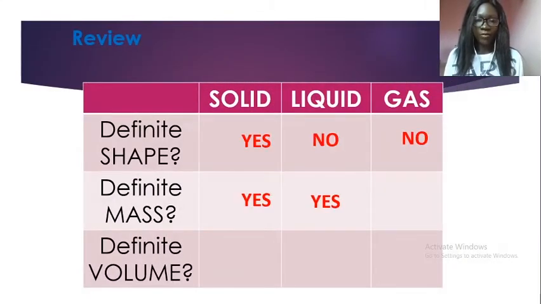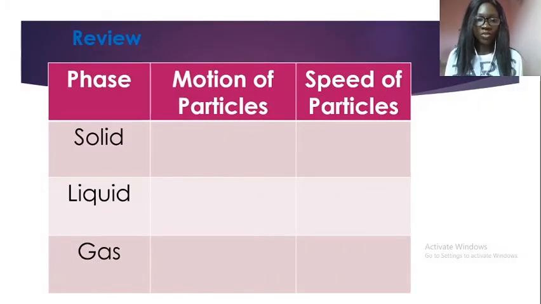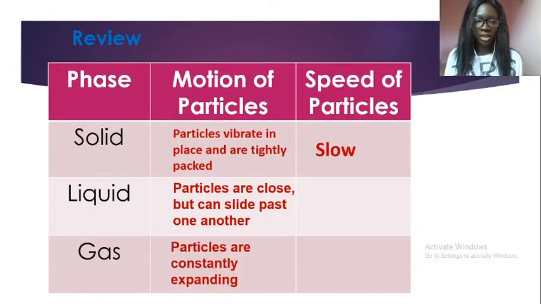Okay, just a review of what we've been discussing. For solid, the definite shape is yes, it has a definite shape. Liquid does not have a definite shape. Gas does not have a definite shape. So this is just a summary of what we've just discussed. And also, for the motion of the particle and for the speed of the particle, this is also the summary. So endeavor to write this down in your notes clearly.